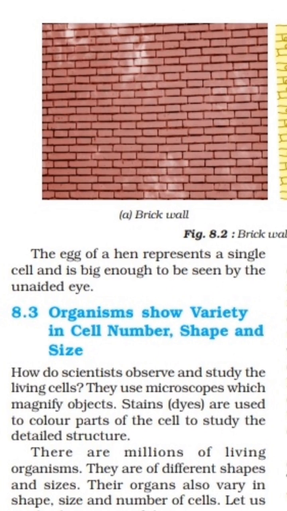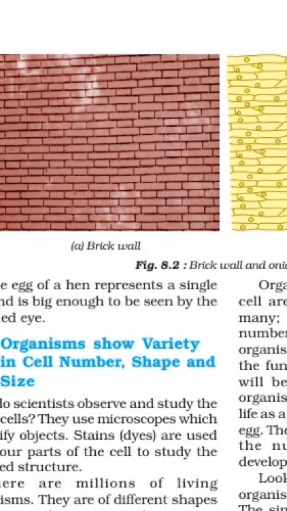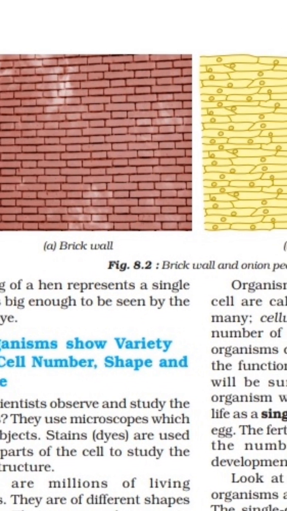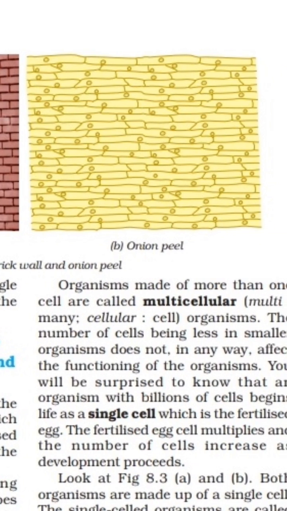जे कोंबडीचं अंड आहे ते एक सिंगल सेल आहे, ते आपण उघड्या डोळ्यांनी पाहू शकतो, पण बाकीच्या सेल्स आहेत ते आपण उघड्या डोळ्यांनी पाहू नाही शकत. त्याच्यासाठी आपल्याला मायक्रोस्कोप यूज करावा लागतो. Now here figure 8.2, brick wall and onion peel. Here you can see the brick wall. We are aware about that, but when you see the onion peel under the microscope, it shows the same way as a brick wall.